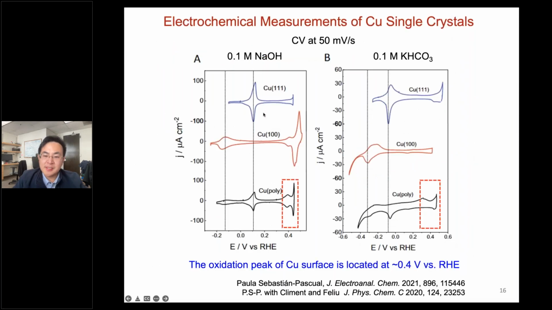So I'm going to show you this beautiful electrochemical study of copper single crystal done by Paula from the University of Copenhagen. You can see there are lots of signatures here, and the one I want you to pay attention to is the oxidation peak of the copper surface. In either 0.1 molar hydroxide or 0.1 molar carbonate, we see this occurs at about 0.4 volt versus RHE.